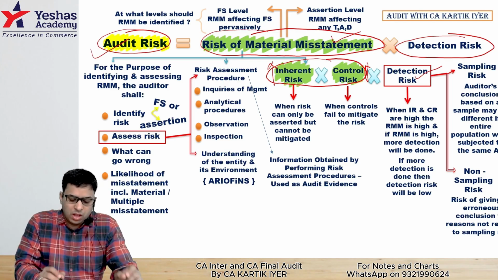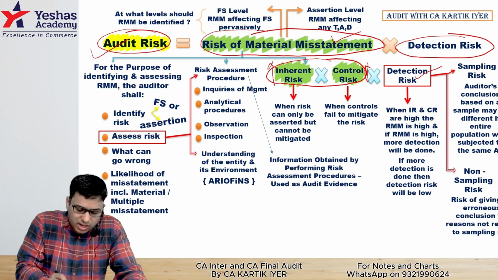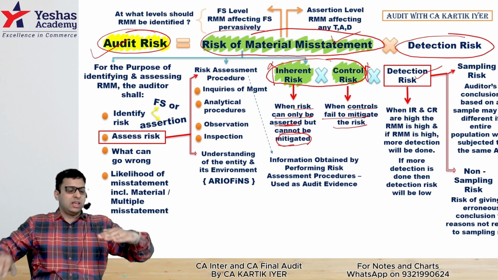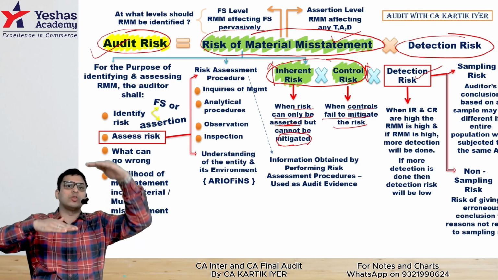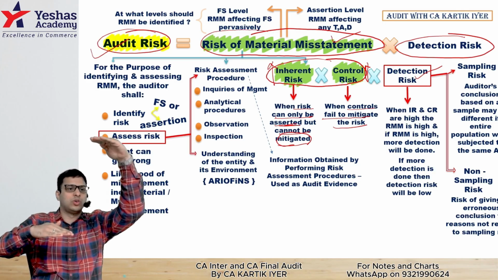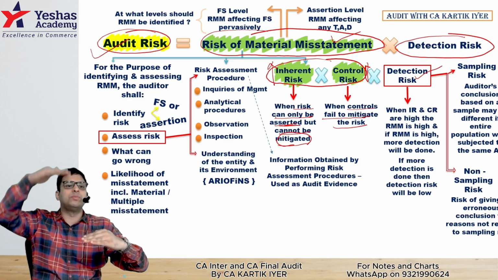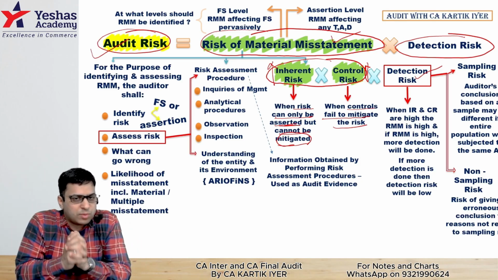Easy. So, inherent risk in simple layman language, how do you understand? It is when risk can only be asserted but cannot be mitigated, cannot be solved. You can only talk about it. Control risk is when controls fail to mitigate the risk. If you remember, we had done this in the class. If controls is your left hand, risk is your right hand. Regarding sales, if controls are there in place, control risk is low. And regarding, let's say, any item, inventory, if the controls are not there in place, the risk will be high. This is called control risk. Simple to understand this part here.